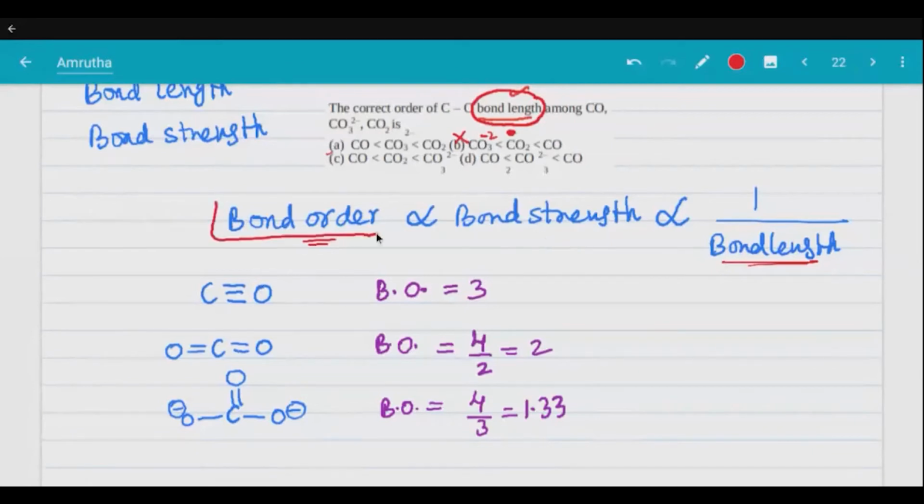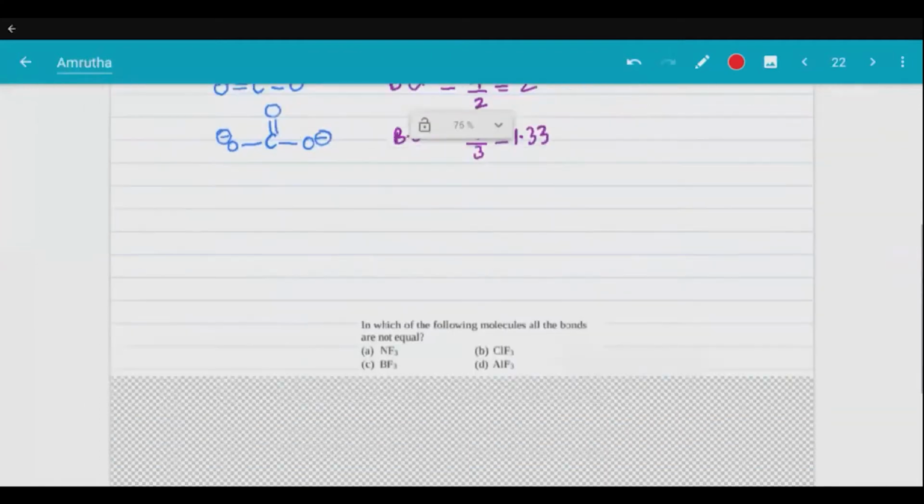So that means we are highlighting these two bond parameters. Now, the correct option: CO3 2- has least bond order, maximum bond length. Option C. Exactly. I got the answers from many students. Very good. We're done with the bond parameters question, right? Shall we move on to the next question?